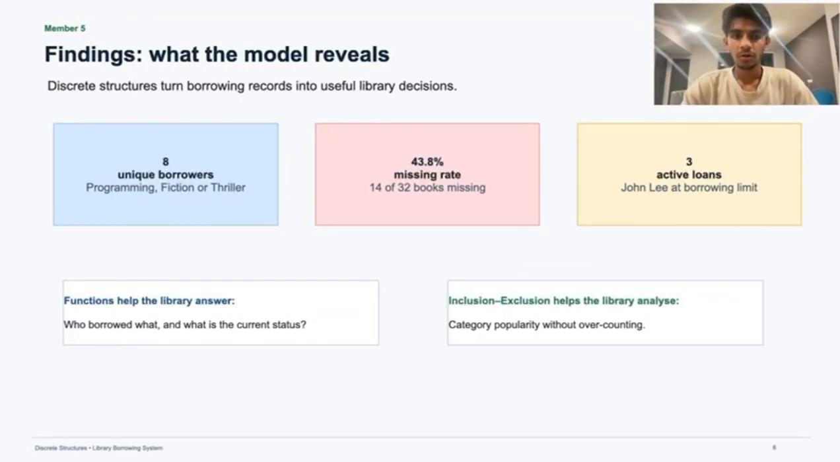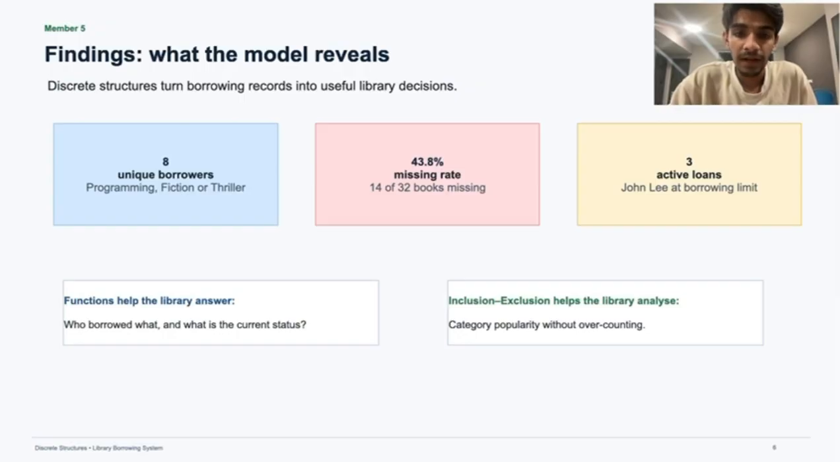Hello. Today we'll be talking about what the model revealed. From our analysis, we found that functions are very useful for modeling a library borrowing system. They help us clearly identify which student borrowed which book, which category the book belongs to, and whether the transaction is returned or still on loan. We also found that the inclusion-exclusion principle is important when analyzing borrowing patterns across overlapping categories. Without it, the library may overestimate the number of unique borrowers.